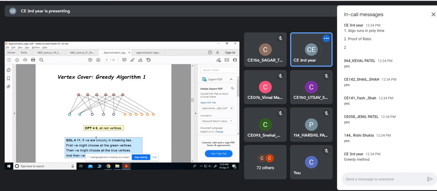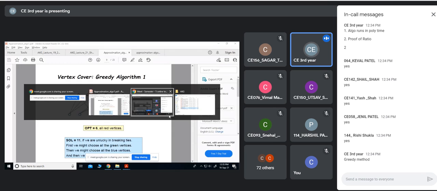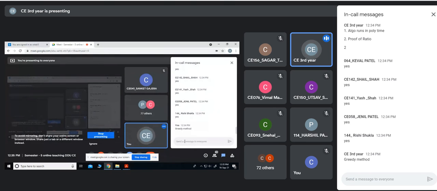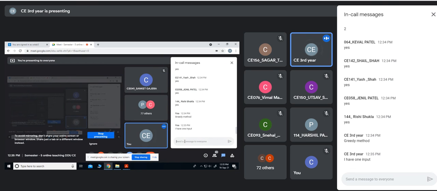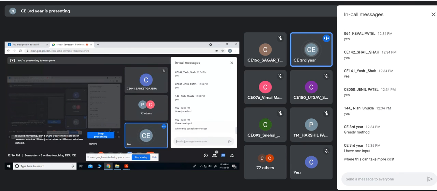I am showing you one counter example. I'm not saying this algorithm is bad. This is also good. Most of the time, this algorithm also has a good approximation ratio for most inputs. But I have one input where this can take more cost. That means it can be costly to implement this. Let us see one graph.